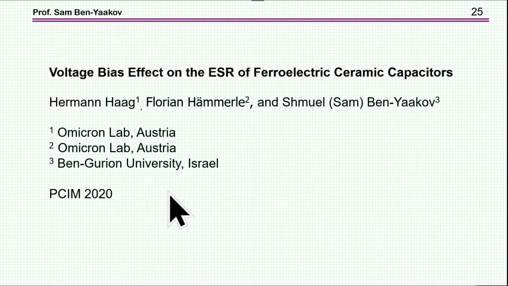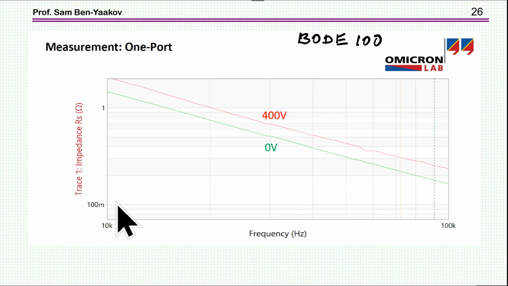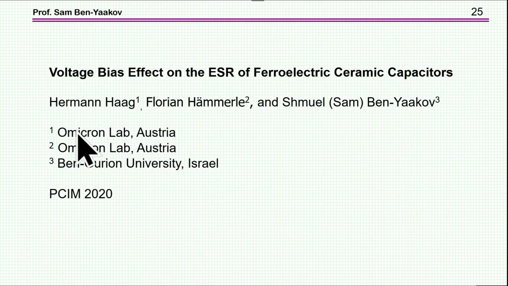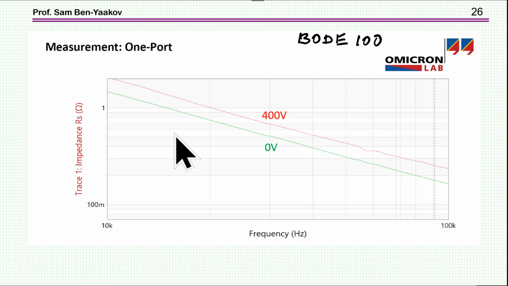Okay? However, in a paper that we have published at PCIM 2020, we have presented measurements on ceramic capacitor which show the other way around. That is, we have found that if you measure it with a network analyzer, in this particular case the Omicron Bode 100, this is by the way a joint paper with people from Omicron Lab, you see that the resistance, the ESR, is going up with the voltage.